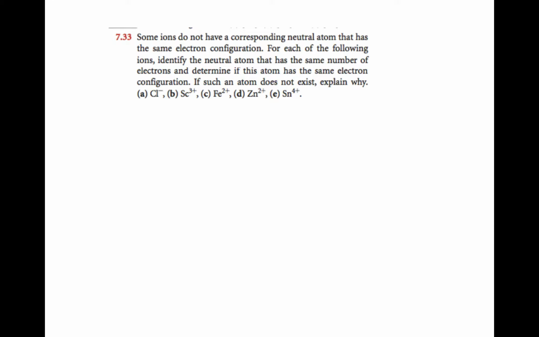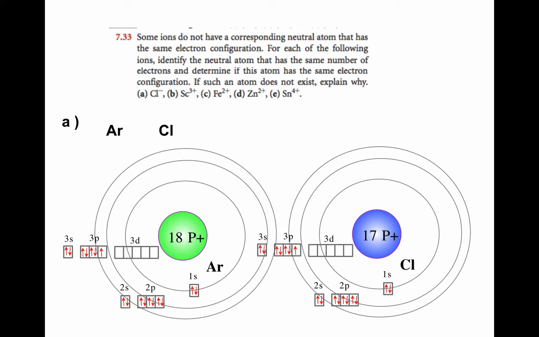All right, if such an atom does not exist, explain why. All right, so we're comparing chloride. Does chloride have an isoelectronic neutral atom? All right, so if we're comparing chloride to argon, you put an extra electron into chlorine and make chloride.